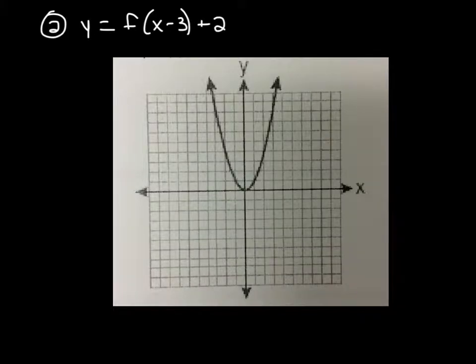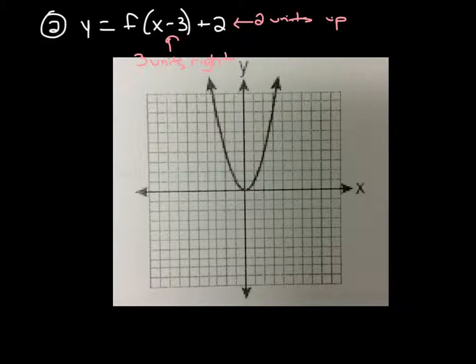Okay, in number 2, they give us a picture of f of x, and on the same set of axes, they want us to graph y equals f of x minus 3 plus 2. Okay, so this in here tells us that we're going to be shifting 3 units to the right, and this tells us we're going to be shifting 2 units up.